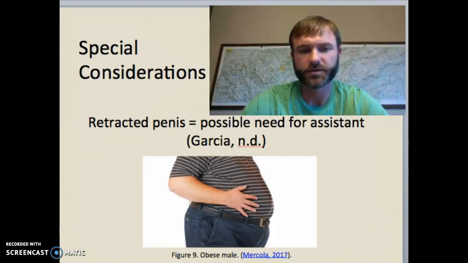A second population that warrants special consideration is the overweight or obese male. If the patient is obese and has a retracted penis, have an assistant available to hold the patient's penis up and back. The catheter still needs to be inserted as normal, as the length of the urethra has not changed.